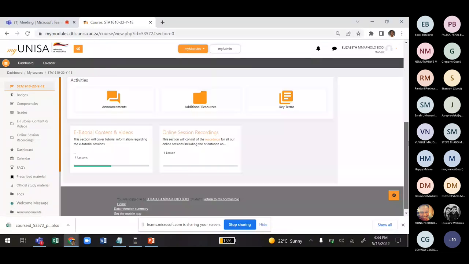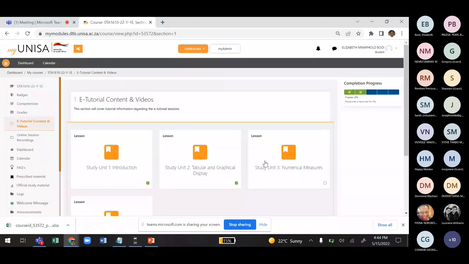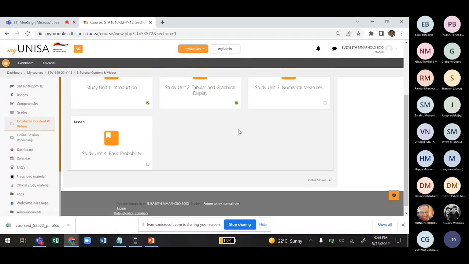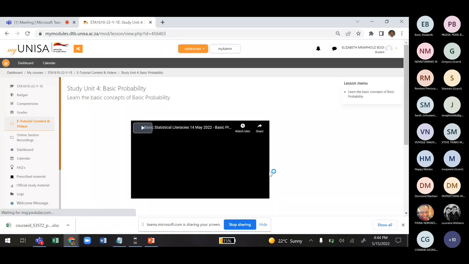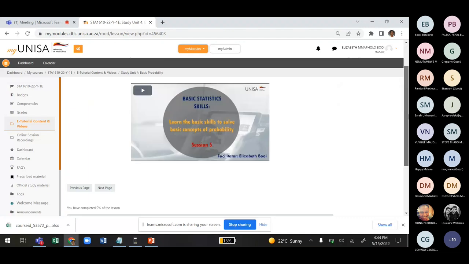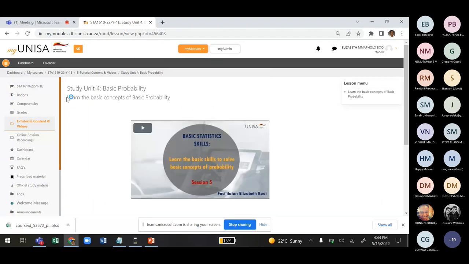The other thing I want to bring to your attention as well, for those who didn't know, so for content, every week go through this. I've already loaded the basic probabilities. For those who want to just go through basic probabilities, this is the session that we had over the weekend on Saturday, yesterday. I uploaded that session on here, so you should be able to go through it. It's about 2 hours long, so pace yourself.